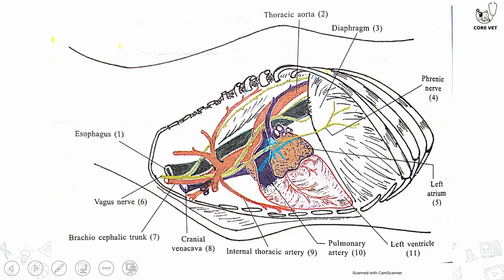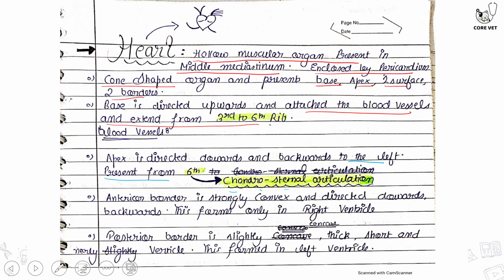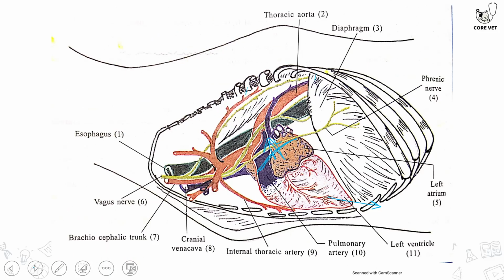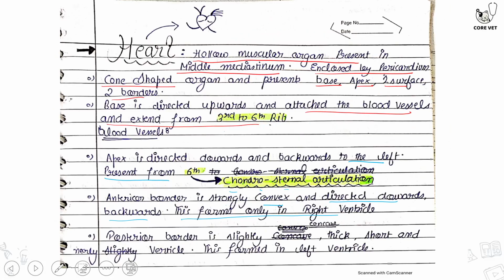If we talk about the apex, it is directed backwards and downwards, and it will extend till the chondrosternal ligament and from the sixth rib. So that's the position of the apex of the heart. Coming on to the anterior border, it is strongly convex, directed downward, backward, and formed by the right ventricle. So this was all about the anterior border.